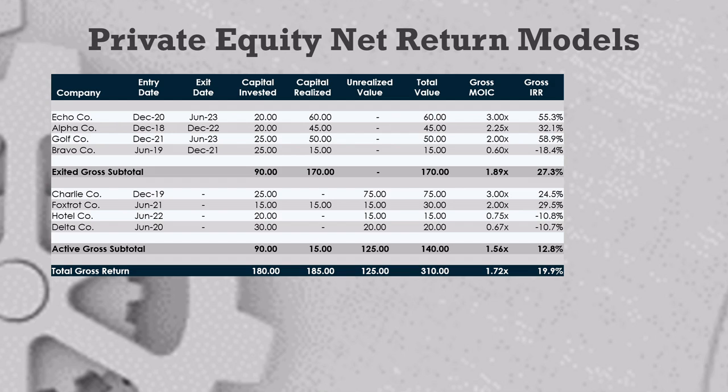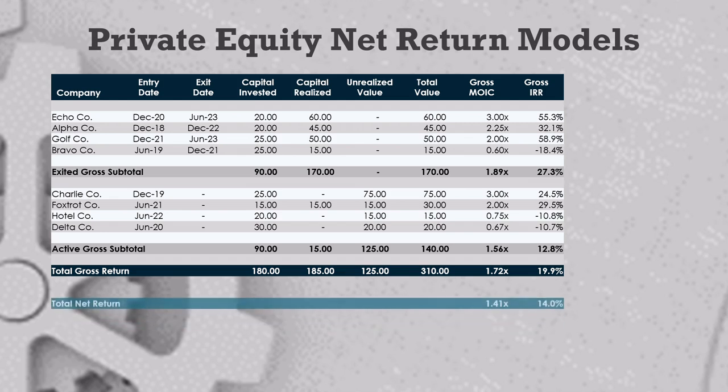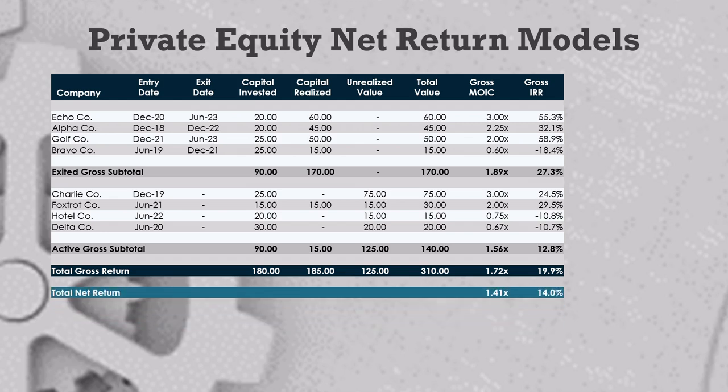Of course, it has always been important to show the net returns along with gross returns, and back in the old days, we could satisfy that by slapping a net return line here down at the bottom of the table that measures the capital flows between the fund and its limited partners. Here, the net multiple is 1.41 and the net IRR is 14%.